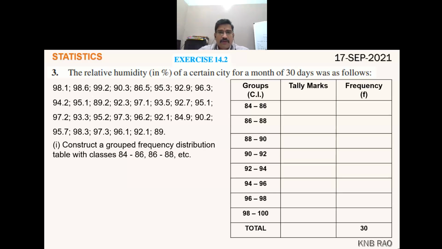First, you need to draw this table having class intervals as they suggested, 84 to 86, 86 to 88. By observing these two class intervals, we can say there is a class width of 2. That means the class size of 84 to 86 is 2. So obviously the rest of the class intervals we can write.